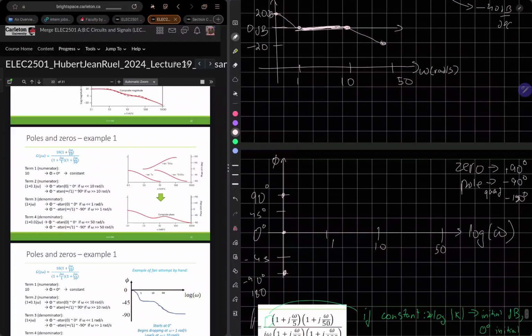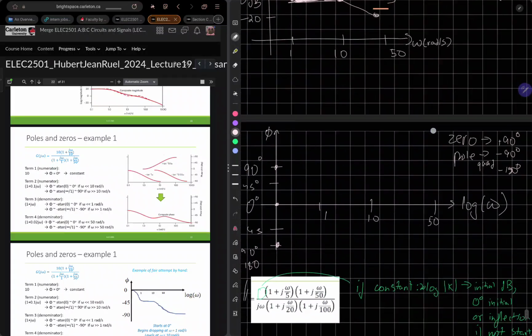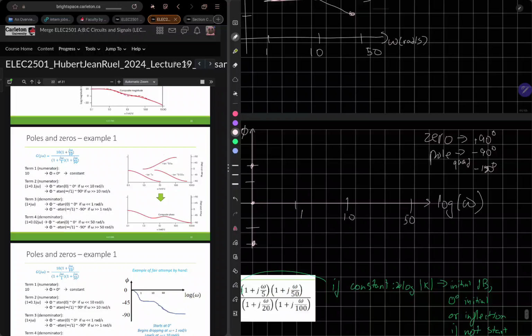For the phase graph, you want to write out the common angles, like 90, 45. A zero corresponds to a positive 90, whereas a pole corresponds to a negative 90 degree change.